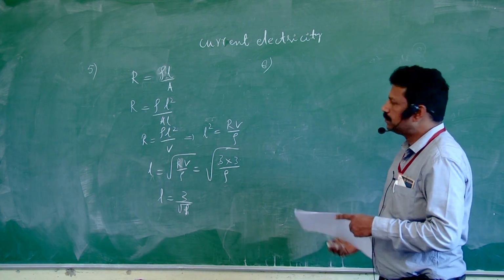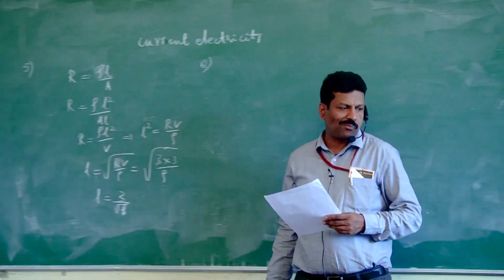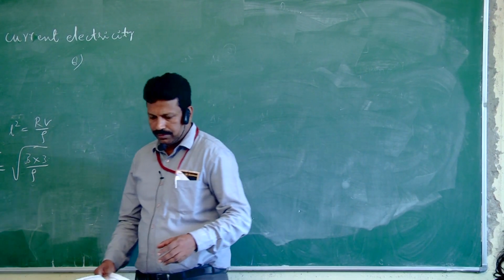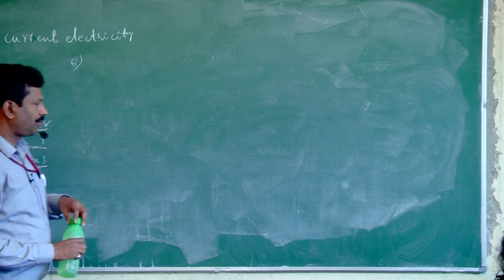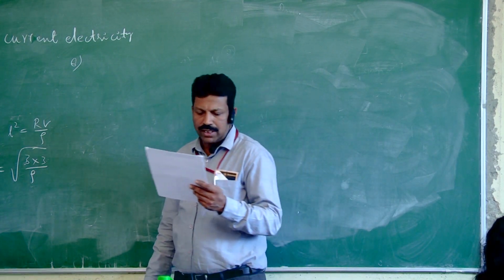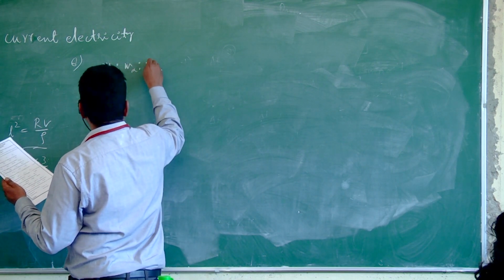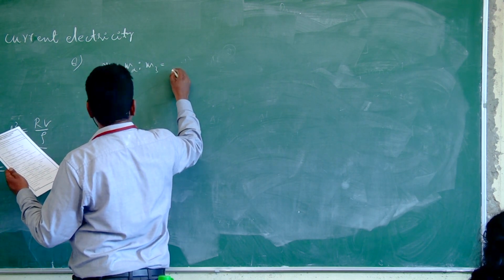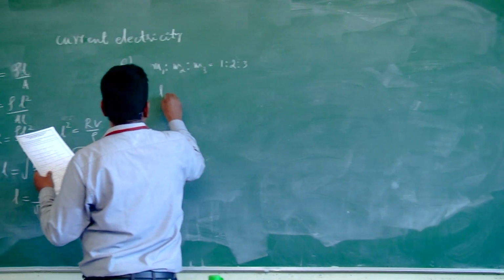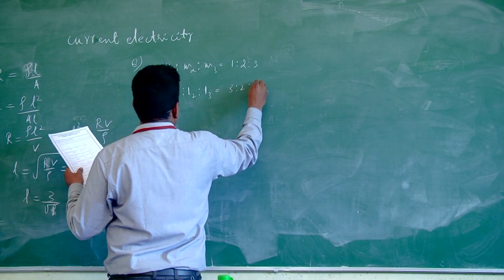Question number 6. Three wires of same metal, like it could be copper or whatever metal, the masses are in the ratio M1 is to M2 is to M3 is 1 is to 2 is to 3, and their lengths, L1 is to L2 is to L3, is 3 is to 2 is to 1.